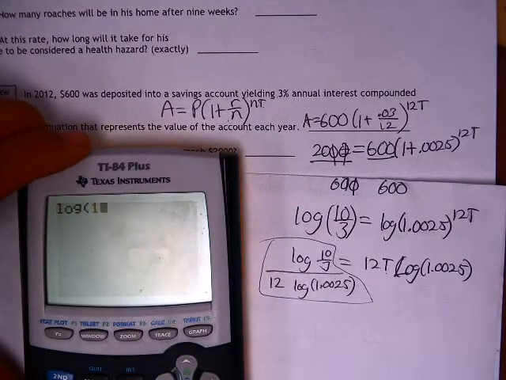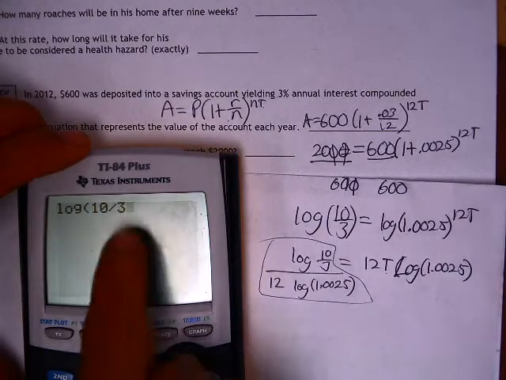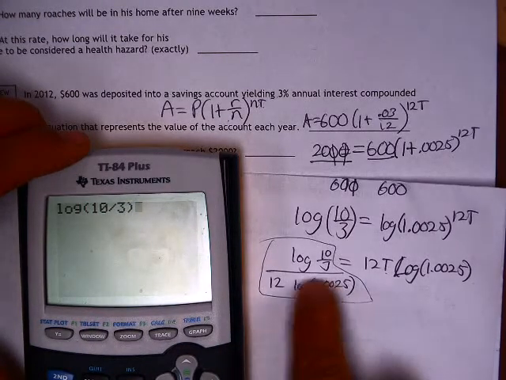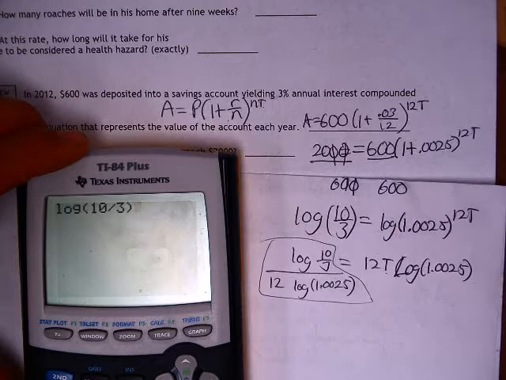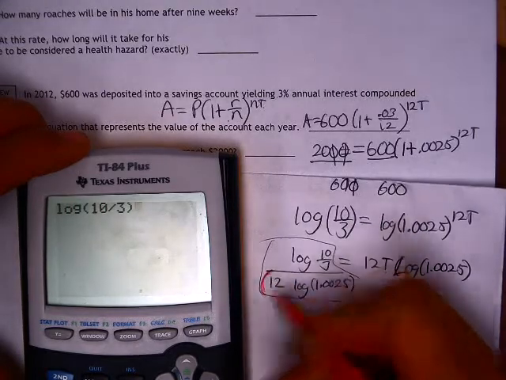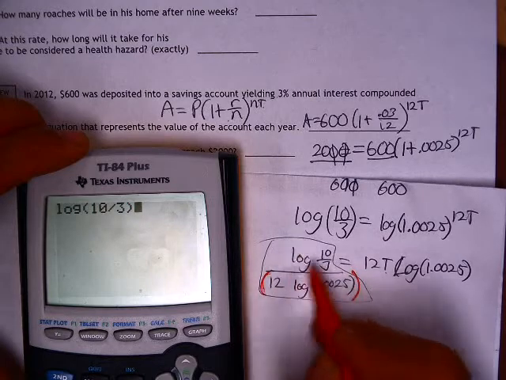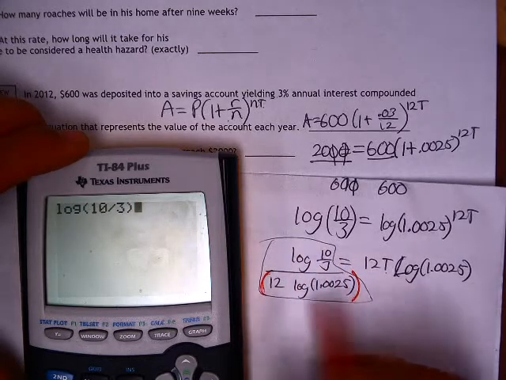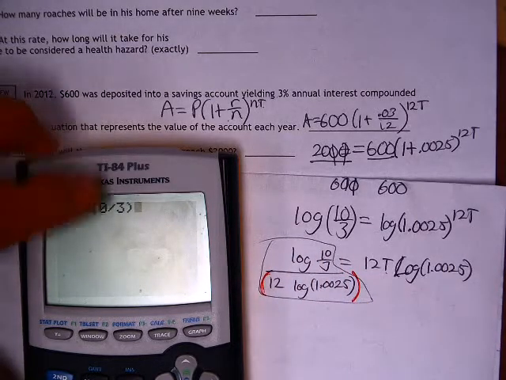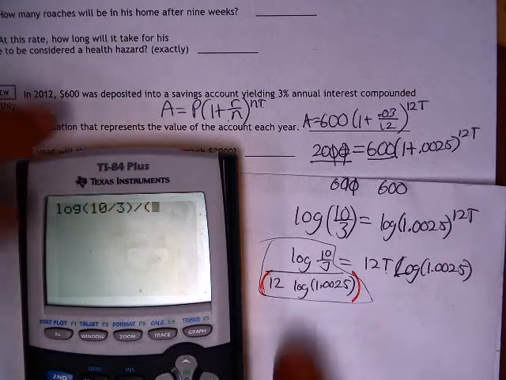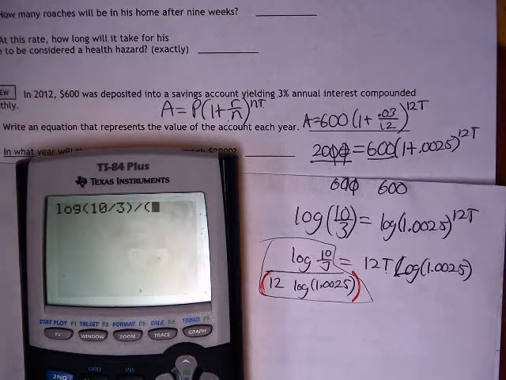So we have log of 10 divided by 3. Don't forget to close the parentheses. And then divided by both of these, so I need to put parentheses. The best way to think about it is parentheses around your fraction bar. Either parentheses around the stuff at top or parentheses around the stuff at the bottom.